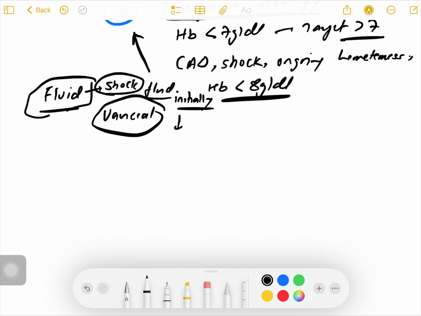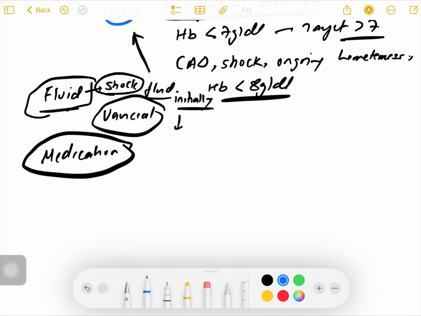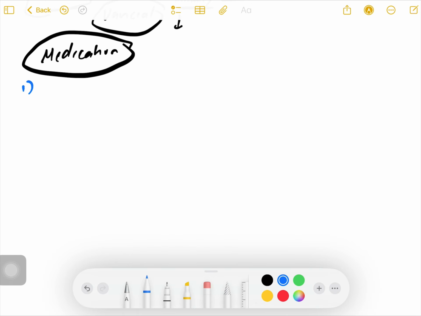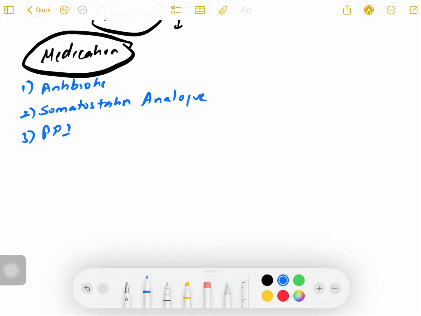And the medication used in UGI bleeding is one of the important topics. Basically we give medication under these categories: antibiotics, somatostatin analog, proton pump inhibitor. And sometimes we give a prokinetic drug as well, like erythromycin.